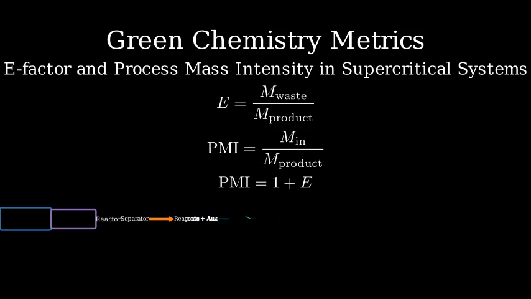In supercritical systems, such as supercritical carbon dioxide, we often circulate a large solvent mass, but recycle most of it each pass. That means the effective waste can be small, even though the total solvent flow is large.